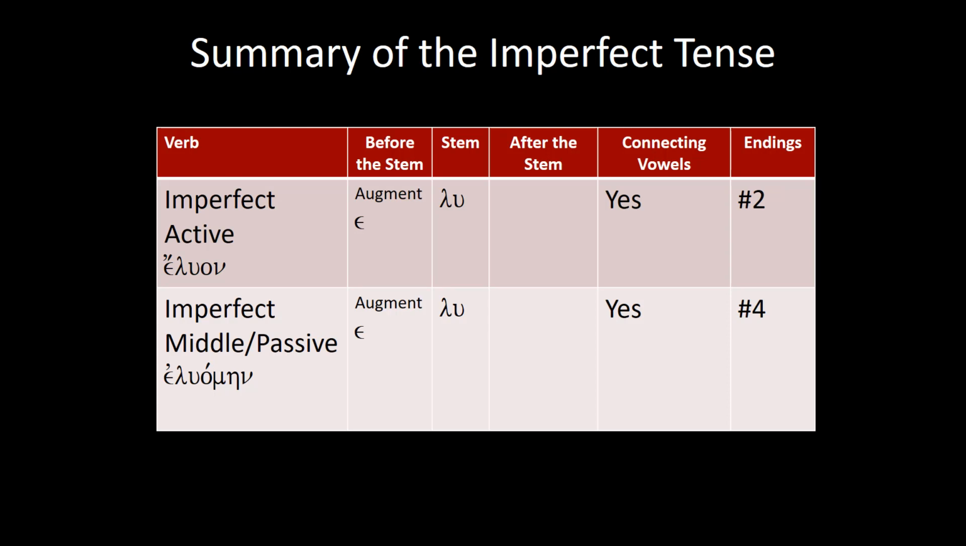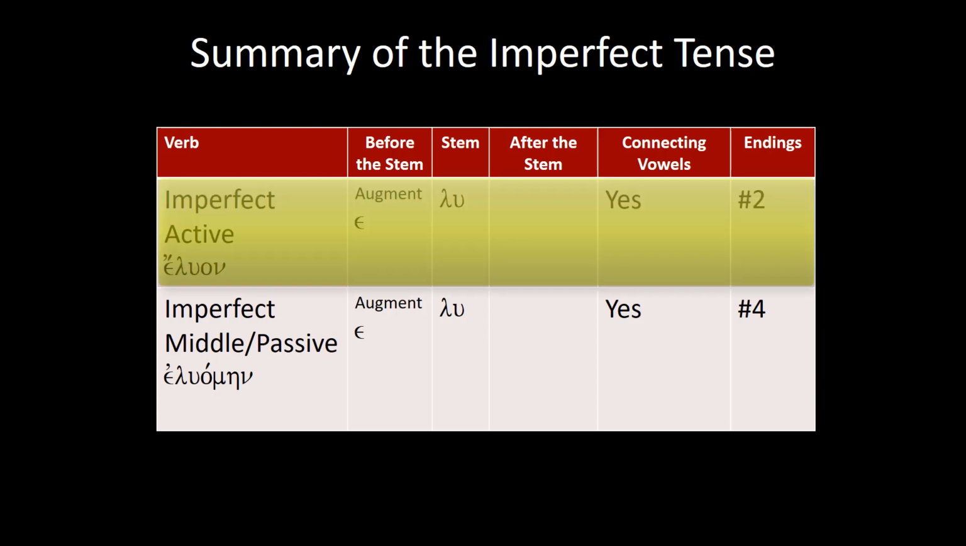Now let's look at the imperfect tense. This is one of the past tenses. These are also called a secondary tense, a tense that has an augment. So notice before, when we did present and future, we didn't have anything that went in this column right here before the stem. Now we have an augment in the imperfect tense. The augment is a big sign that says past tense, past tense, past tense. So we're going to have an augment, then the verb stem, then we simply have connecting vowels and endings.